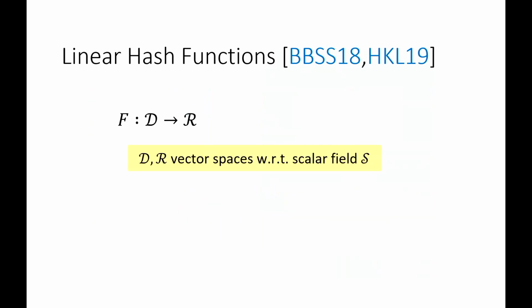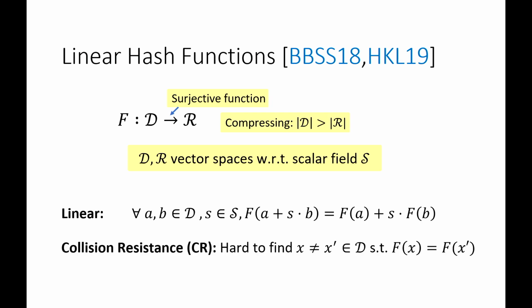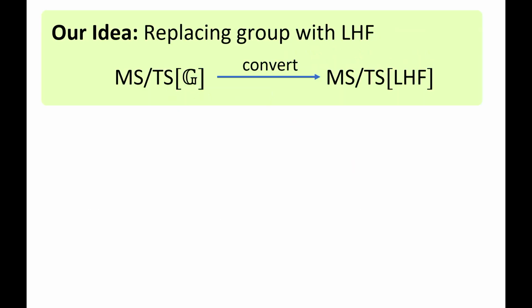So a linear hash function is a function F from the domain D to a range R, where D and R are vector spaces with respect to a scalar S. And here we require F to be surjective, and also compressing, which means the domain size is larger than the range. In addition, we require F to be linear, and also collision resistant. So intuitively, a linear hash function is a collision resistant hash function with linear structure.